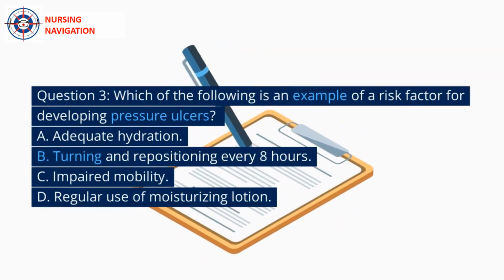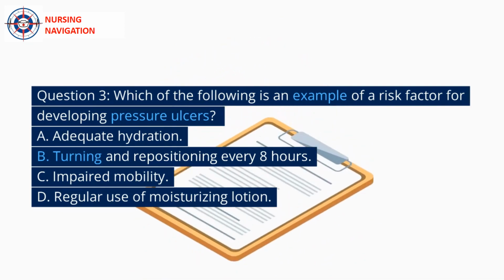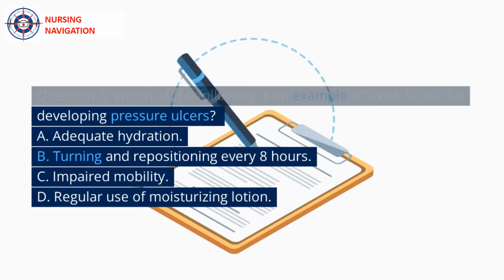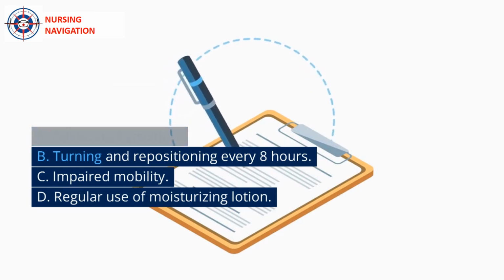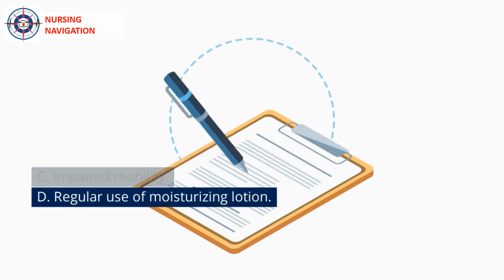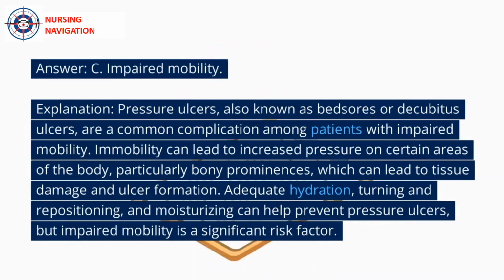Question 3. Which of the following is an example of a risk factor for developing pressure ulcers? A. Adequate hydration. B. Turning and repositioning every 8 hours. C. Impaired mobility. D. Regular use of moisturizing lotion. Answer. C. Impaired mobility. Explanation.